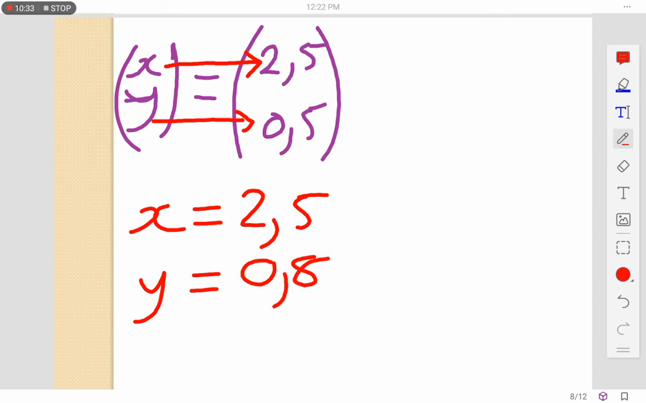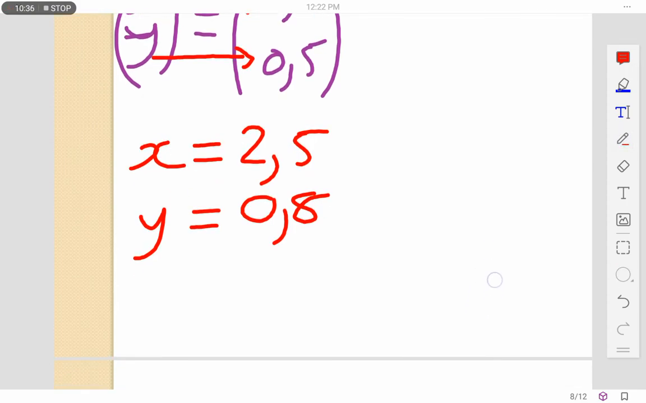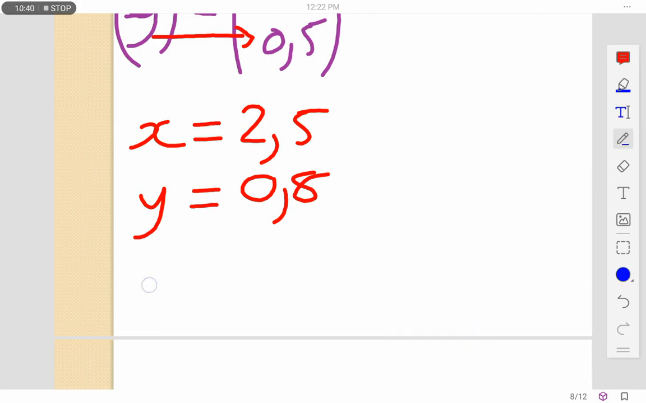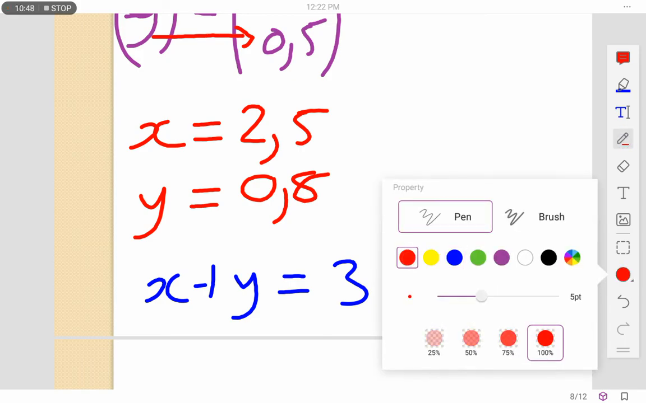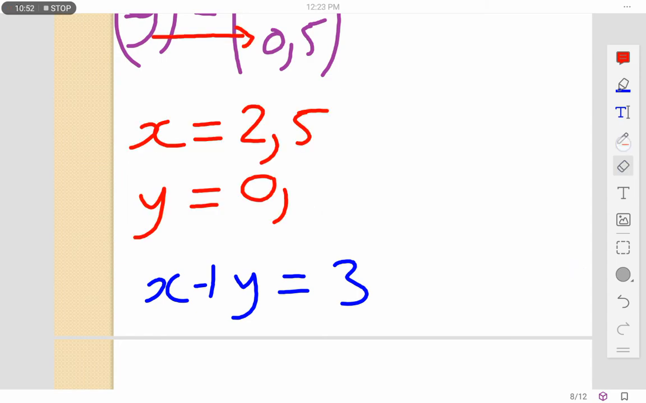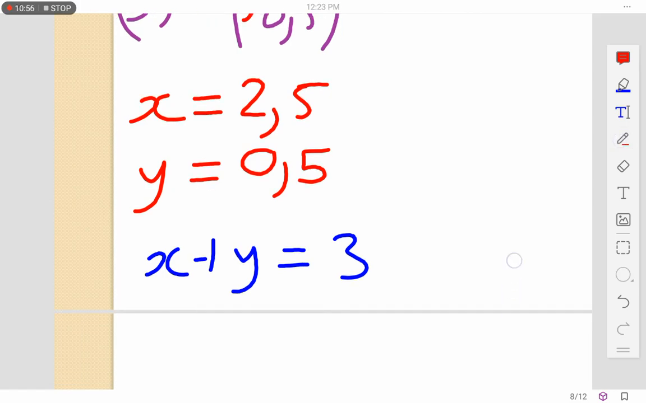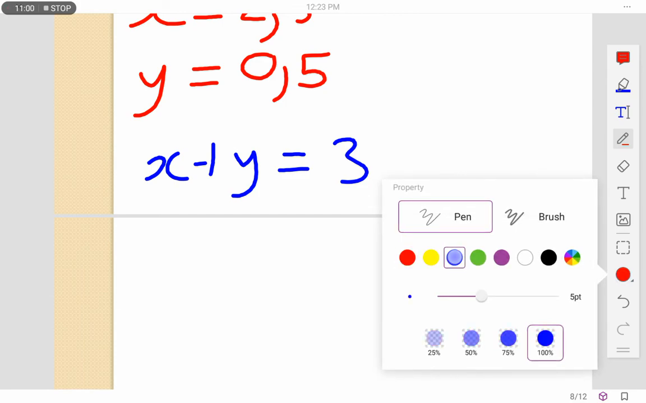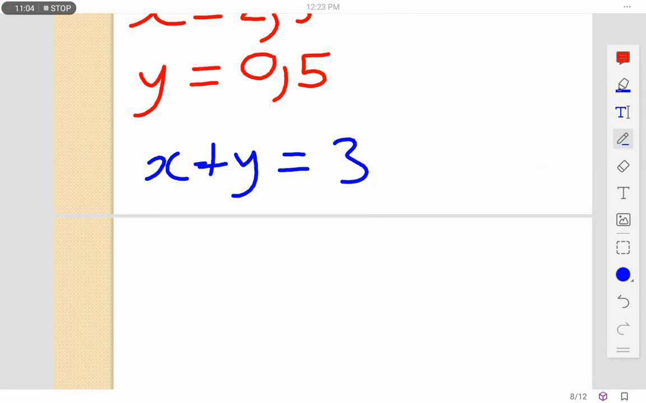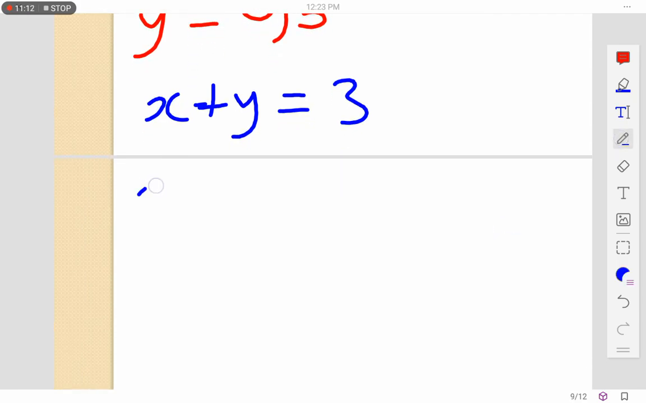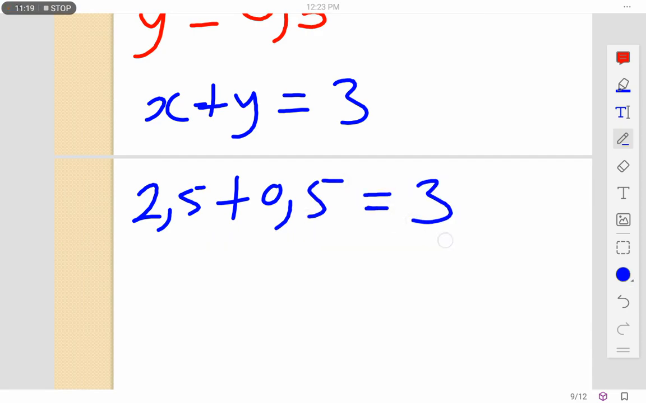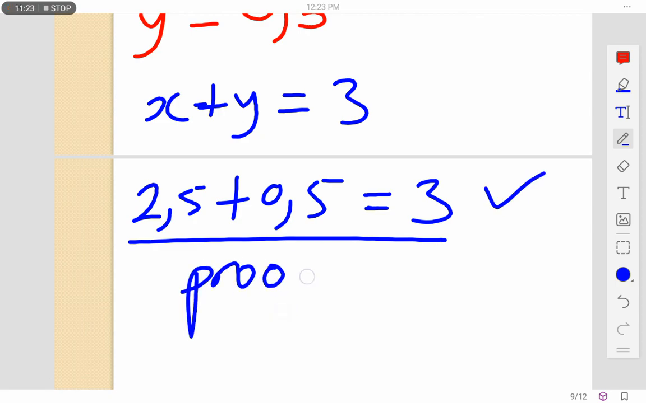If you want, you can go back to our equations and see if it holds. The first equation was saying x plus y is equal to 3. So if I do that, our x is 2.5 plus 0.5. Is it equal to 3? It's equal to 3. So this is true. Okay, this was a proof. So that's how we solve these problems.